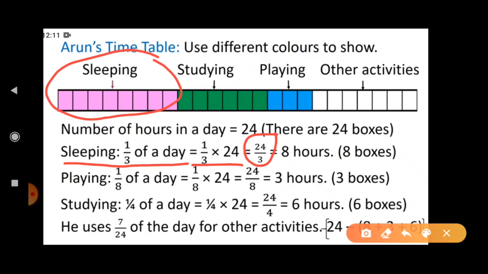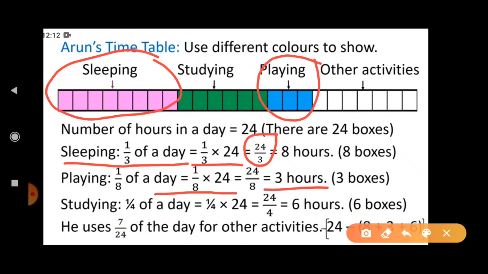Next is for playing, 1/8 of a day is given. So what we have to do? 1/8 multiply 24, that is equal to 24 ones are 24 divide by 8. So we will get 3 hours. Means we have to color in 3 boxes for playing.